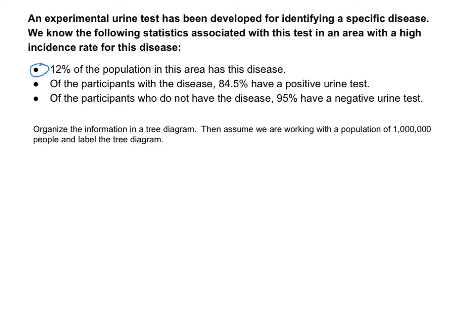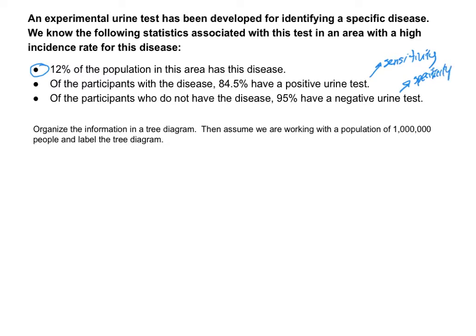We also know of those who have the disease, 84.5% will have a positive urine test. Of those who do not have the disease, 95% will have a negative. So it looks like we are given the specificity and the sensitivity. So this is the sensitivity of the test. And those who do not have the disease, 95% have a negative urine test. This is the specificity.